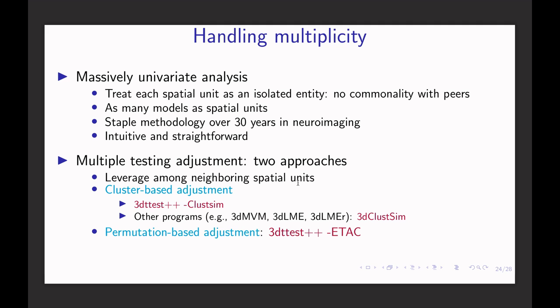One is called the cluster-based adjustment. So in AFNI, if we use 3dttest++, automatically there's an option embedded with that program. It's called -Clustsim. If we use that option directly as part of the analytic process, then in the end you would get those surviving clusters.